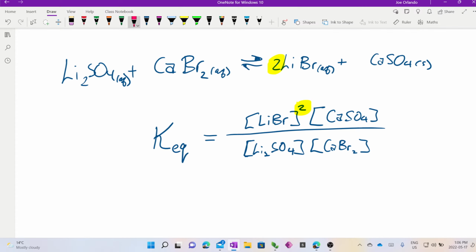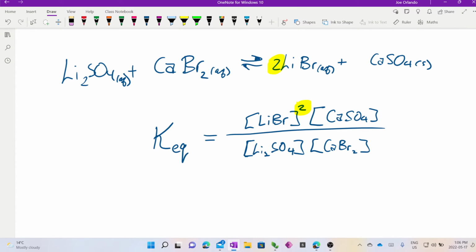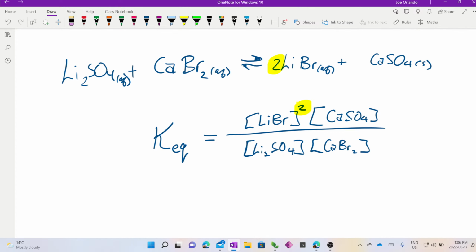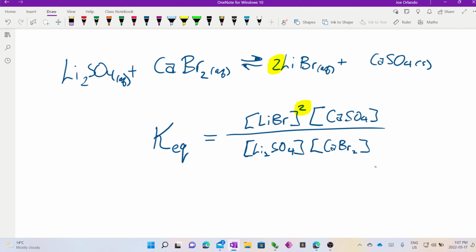And if I told you all of these concentrations at equilibrium, could you solve for KEQ? If I told you KEQ and 3 of these, could you solve for the remaining 4th one? Why did I circle them like that? Quiet. It was a beautiful circling job. If I gave you all of that, could you solve for the missing one? Yeah. And it's as simple as, like any equation, you have to know everything but one thing to find a missing thing. Does that make sense?